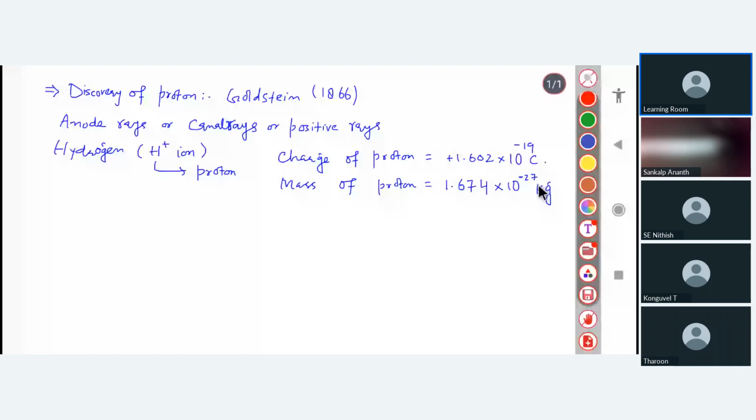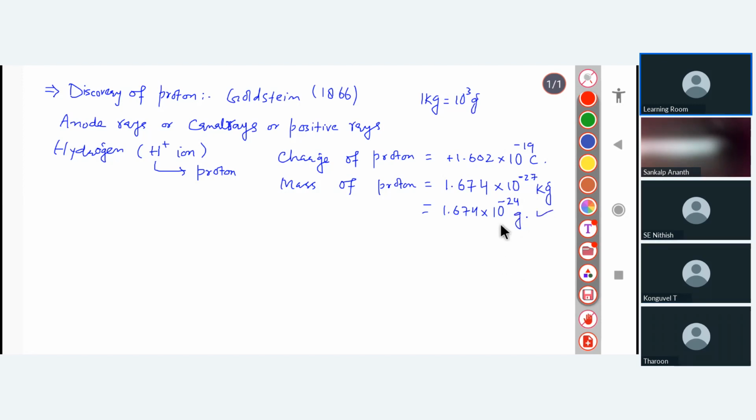Can you just convert it into grams? It is into 10 raised to the power negative 24. We know that 1 kg is 1000 grams. 1000 means 10 raised to the power 3 grams. So when you multiply this, you will get minus 24 grams. Okay, so this is correct.